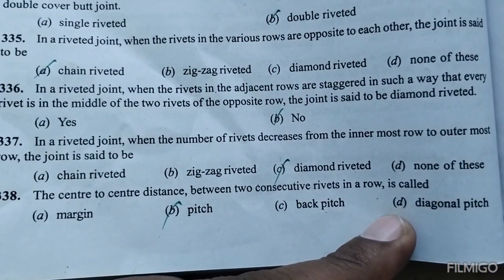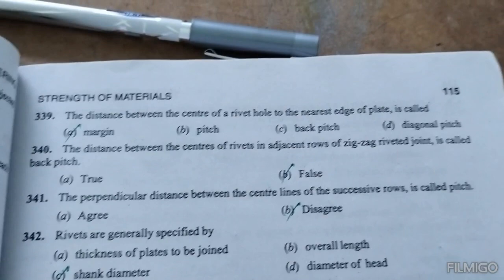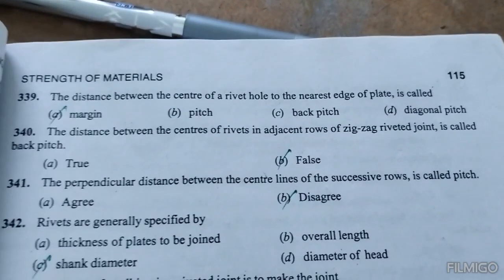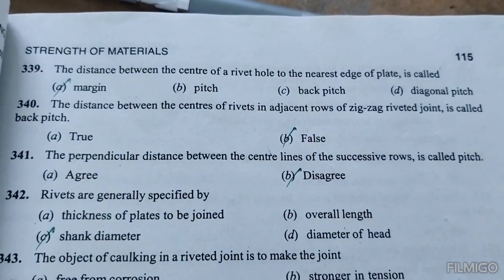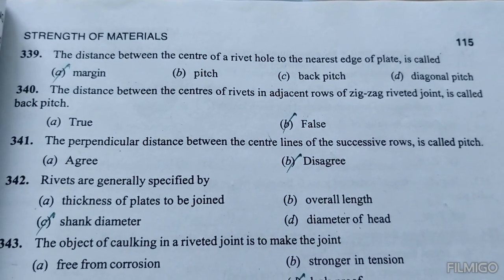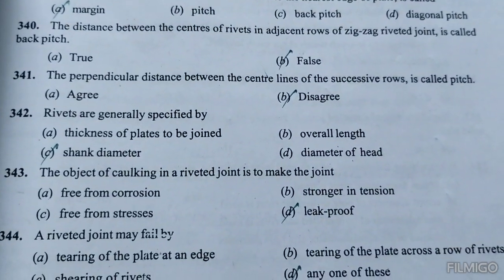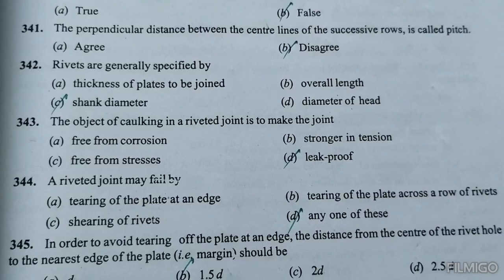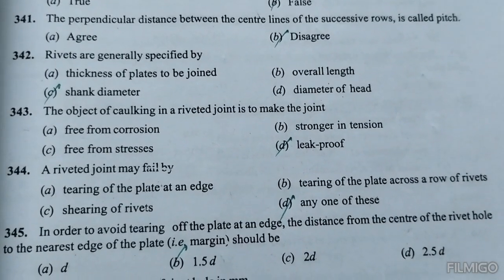The center to center distance between two consecutive rivets in a row is called pitch. The distance between the center of a rivet hole to the nearest edge of the plate is called margin. The distance between the centers of rivets in adjacent rows of a zigzag riveted joint is called back pitch. Rivets are generally specified by shank diameter. The objective of caulking in a riveted joint is to make the joint leak proof.